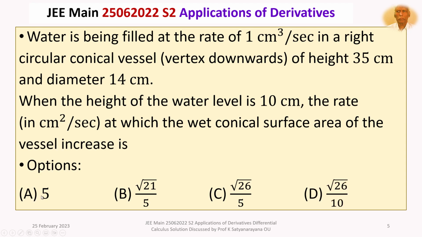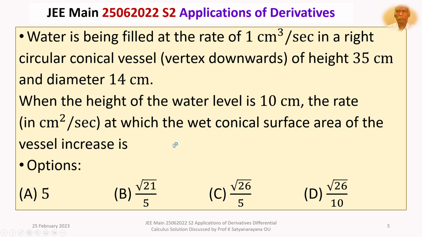Option A, 5. Option B, square root of 21 by 5. Option C, root of 26 by 5. Option D, root of 26 by 10.